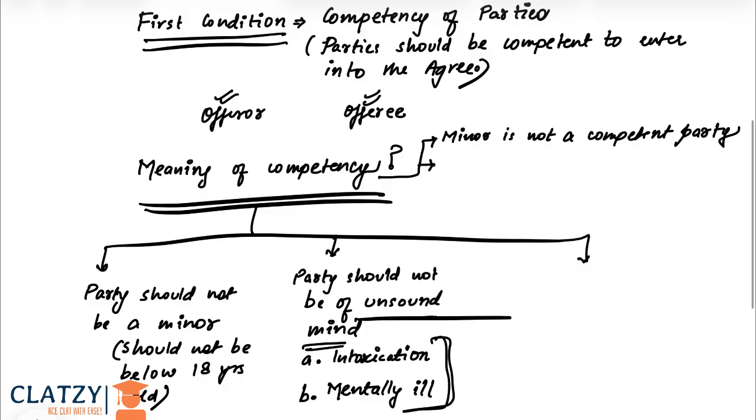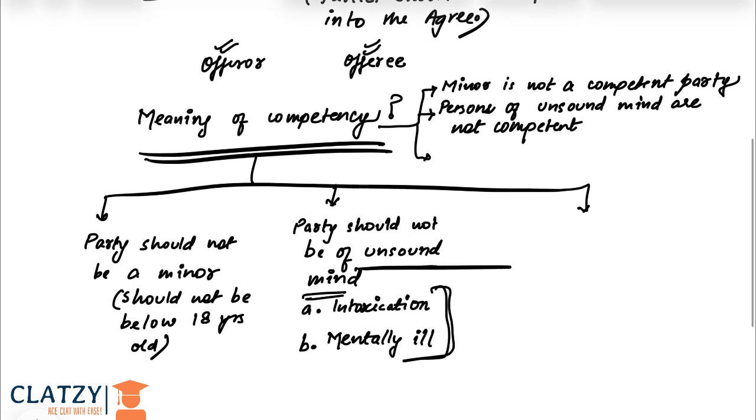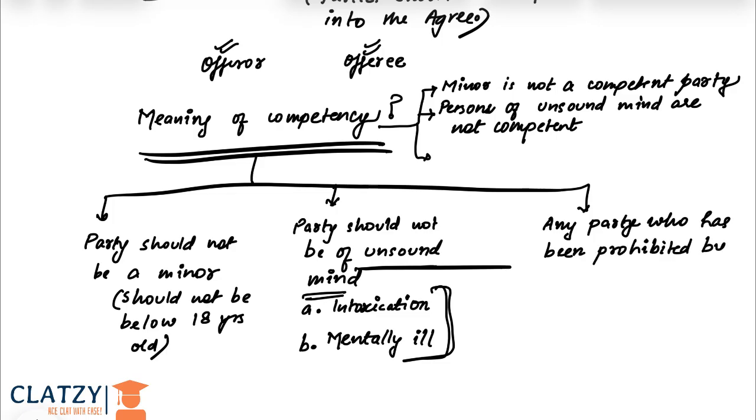Which means that first we saw minor is not a competent party. Second, we know that persons of unsound mind are not competent for the purpose of entering into an agreement. Third example, any party who has been prohibited by law from entering into an agreement.